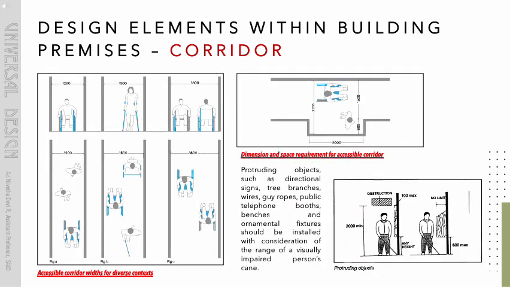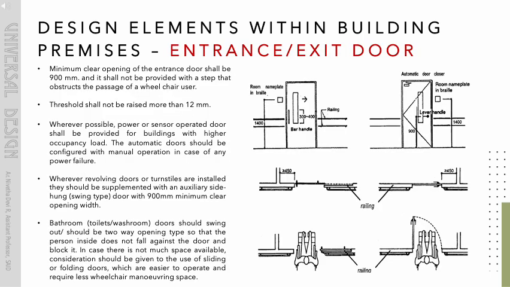Protruding objects, such as directional signs, tree branches, wires, guy ropes, public telephone booths, benches and ornamental fixtures should be installed with consideration of the range of a visually impaired person's cane. On the left are the accessible corridor widths for diverse contexts. On top is the dimension and space requirement for accessible corridor, and to the left is the standard space design when there is any protruding object in corridor, entrance/exit door.